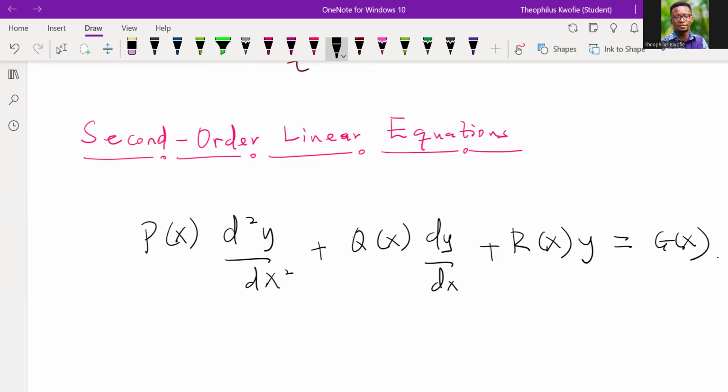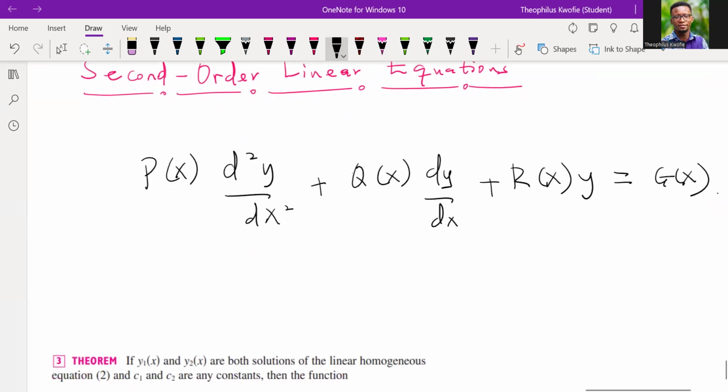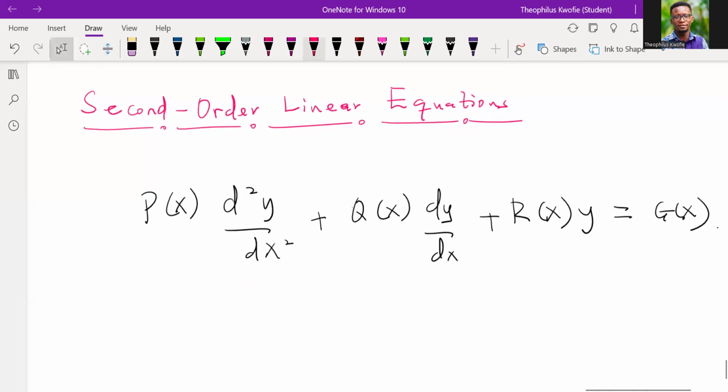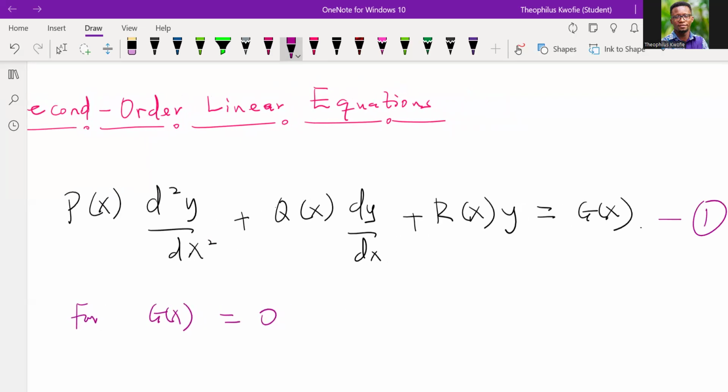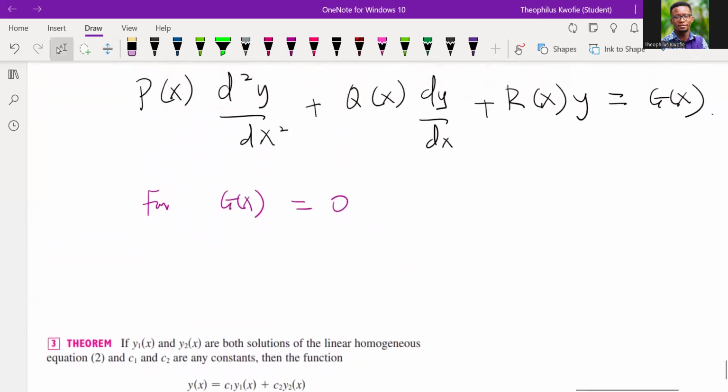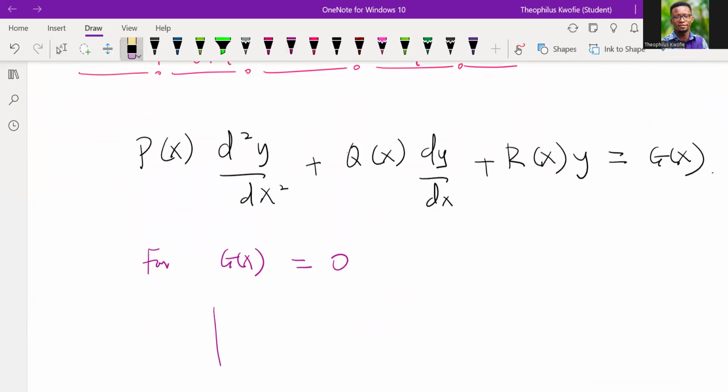Now, in this section, I want us to study the case where g of x is 0 and another case where g of x is different from 0. Okay, so we made a deduction over here that for g of x equal to 0, so let's call this equation 1. So for g of x equal to 0, we can make some deduction here. So I'd want us to take our time, then we'll do that.